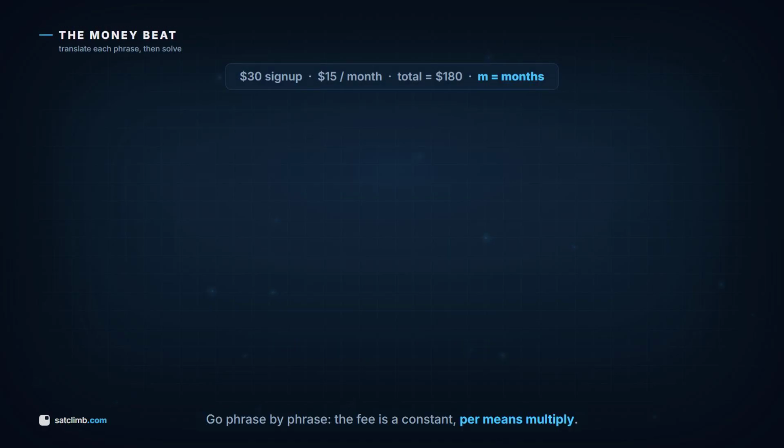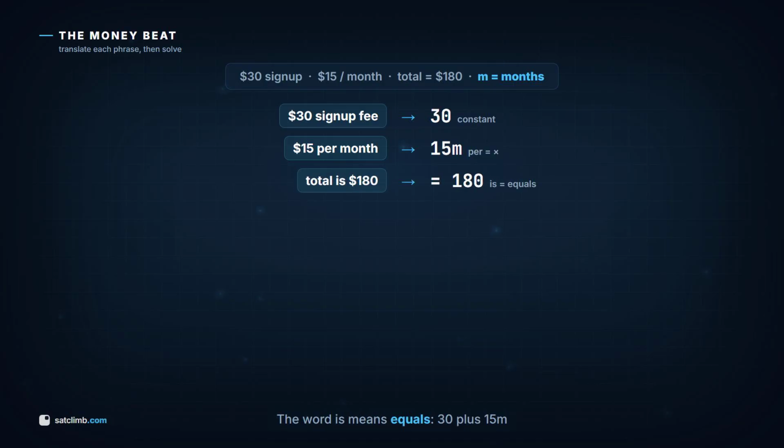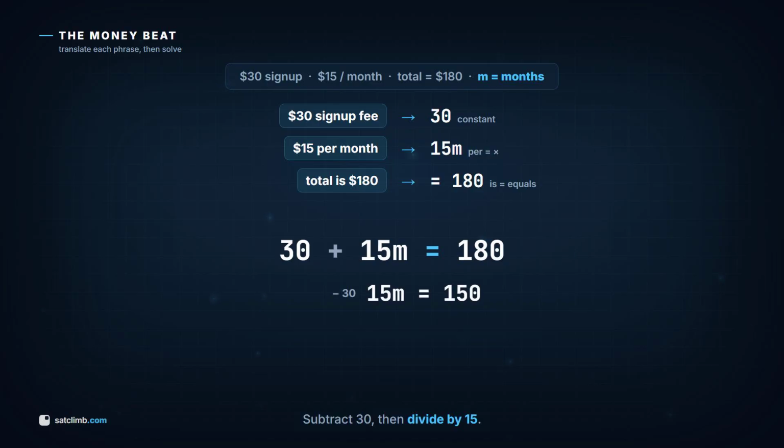Go phrase by phrase. $30 sign-up fee. That's a one-time amount, a constant, 30. $15 per month. The word per means multiply by the variable. 15M. Total cost is 180. The word is means equals. Put it together. 30 plus 15M equals 180.